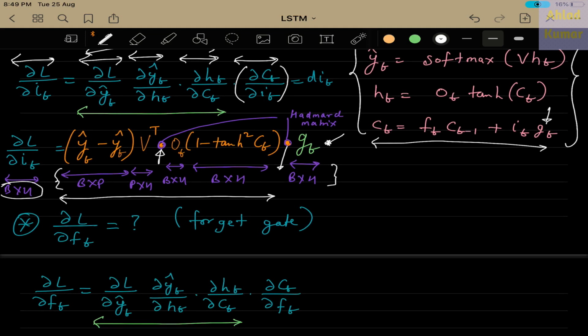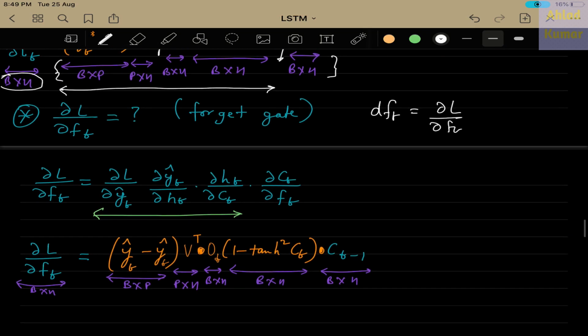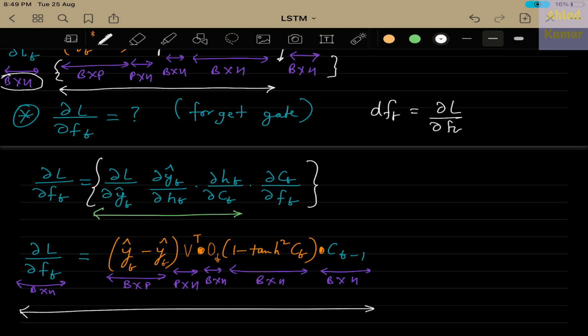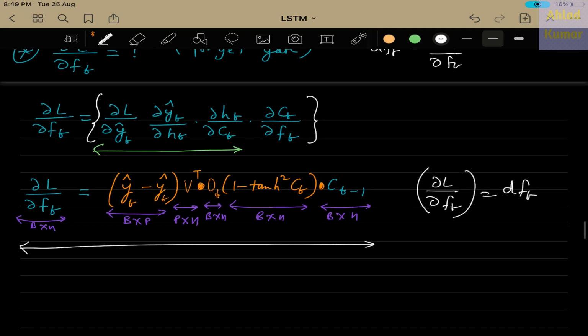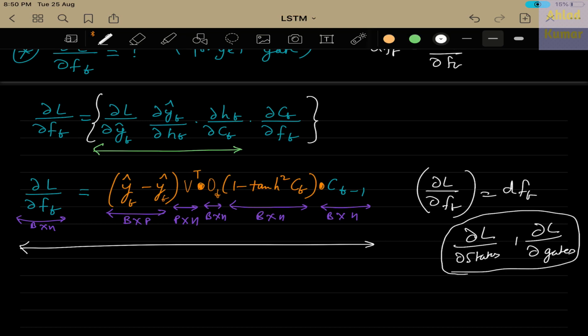So now the only gate that is left is DFT, which is the derivative of the loss with respect to FT. You can do a similar exercise and it's very easy. If you do that, you will get this expression, which is the derivative of the loss with respect to f, which is df. So now we have all these derivatives with respect to ft, ct, it, ot, that is, the derivative of the loss with respect to all these states and all the gates. So now we have calculated all these derivatives.